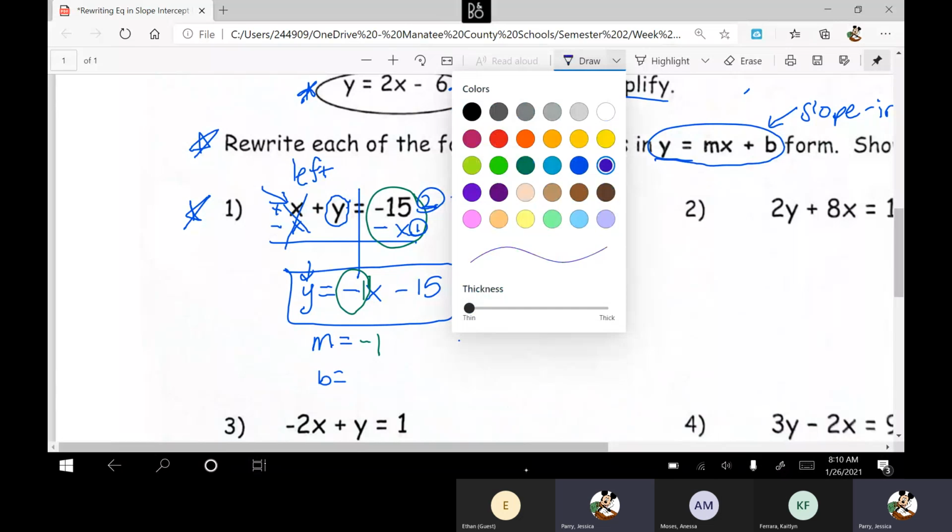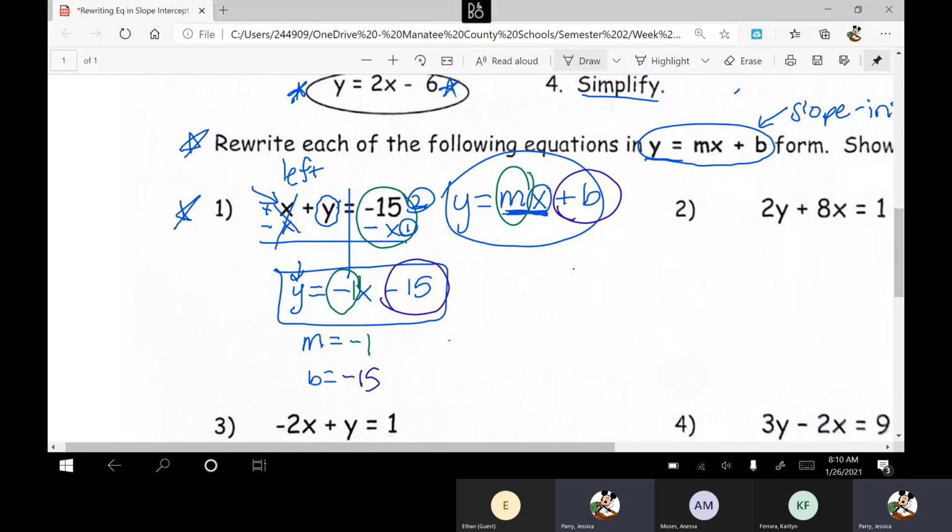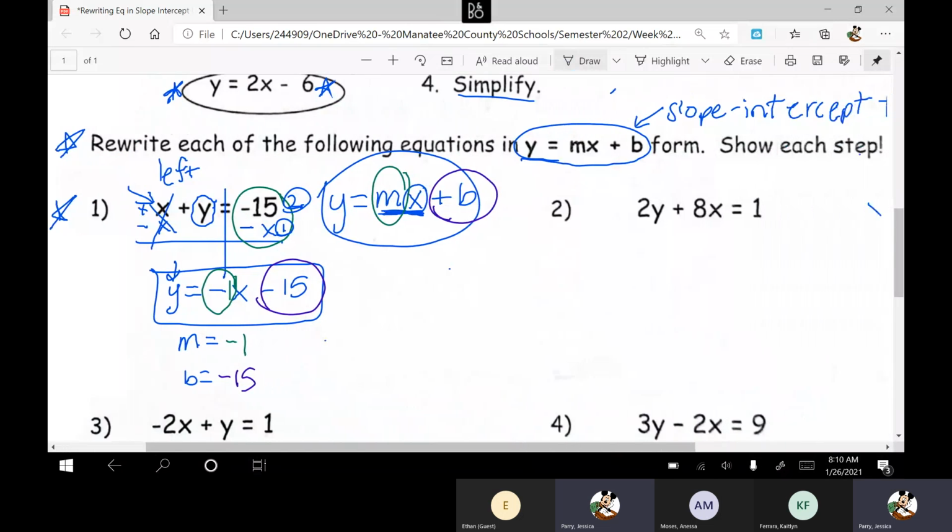And then we're going to look in the same spot as b. Here's my b. So that means b is negative 15. Make sure you get that sign in front of it. That's just a little extra practice. Those should be really easy. You shouldn't even have to think about it. The more we practice that, the more it's going to come naturally to you, where m equals a number, b equals a number. Okay, going on to our next one, number 2.